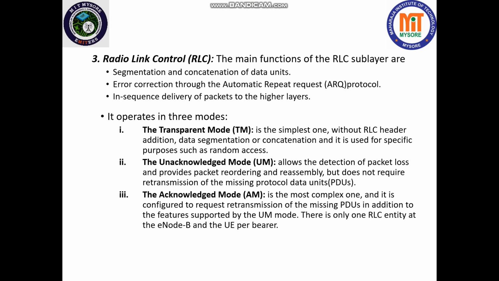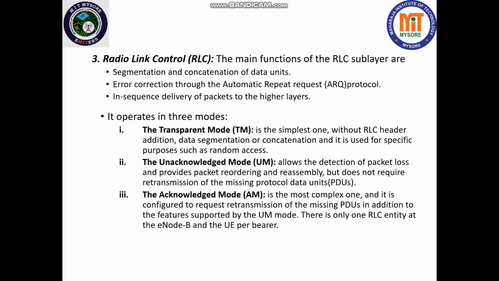The first mode is the transparent mode or TM. It is the simplest one without RLC header addition, data segmentation or concatenation, and it is used for specific purposes such as random access. The second one is the unacknowledged mode or UM, which allows the detection of packet loss and provides packet reordering and reassembly, but does not require retransmission of the missing protocol data units or PDUs.